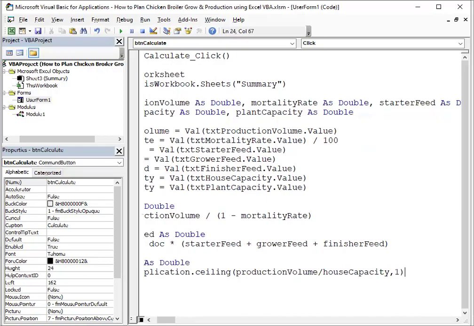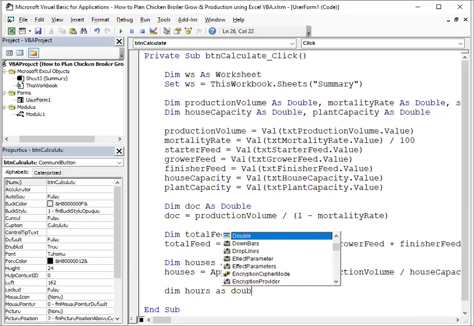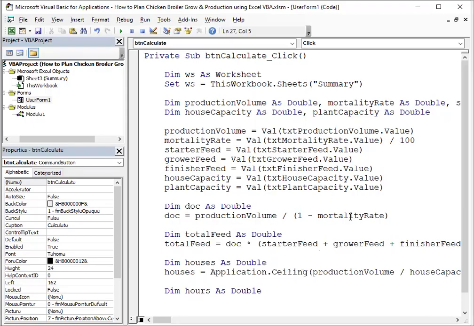Then I'm going to calculate the processing plant capacity, or the hours needed to process the harvested broiler chicken. So again, I'm going to declare the variable. It would be dim hours as double. Okay, hours equals production volume slash plant capacity.